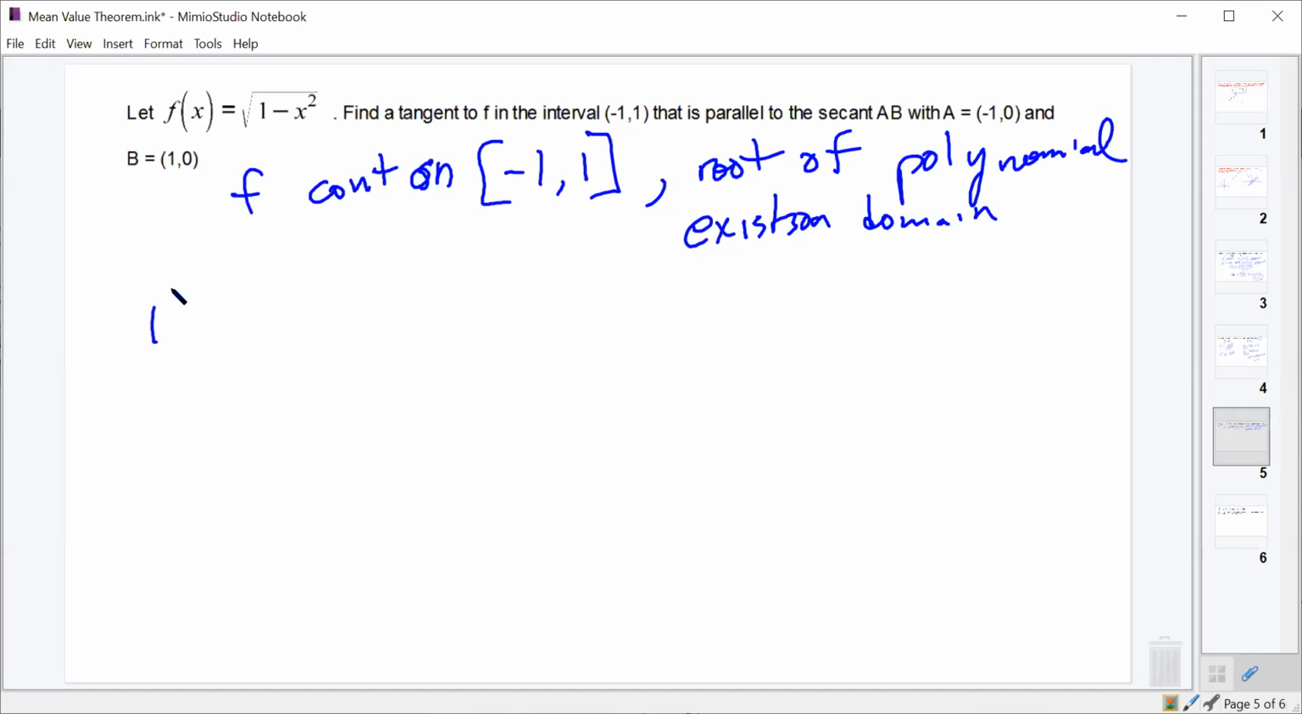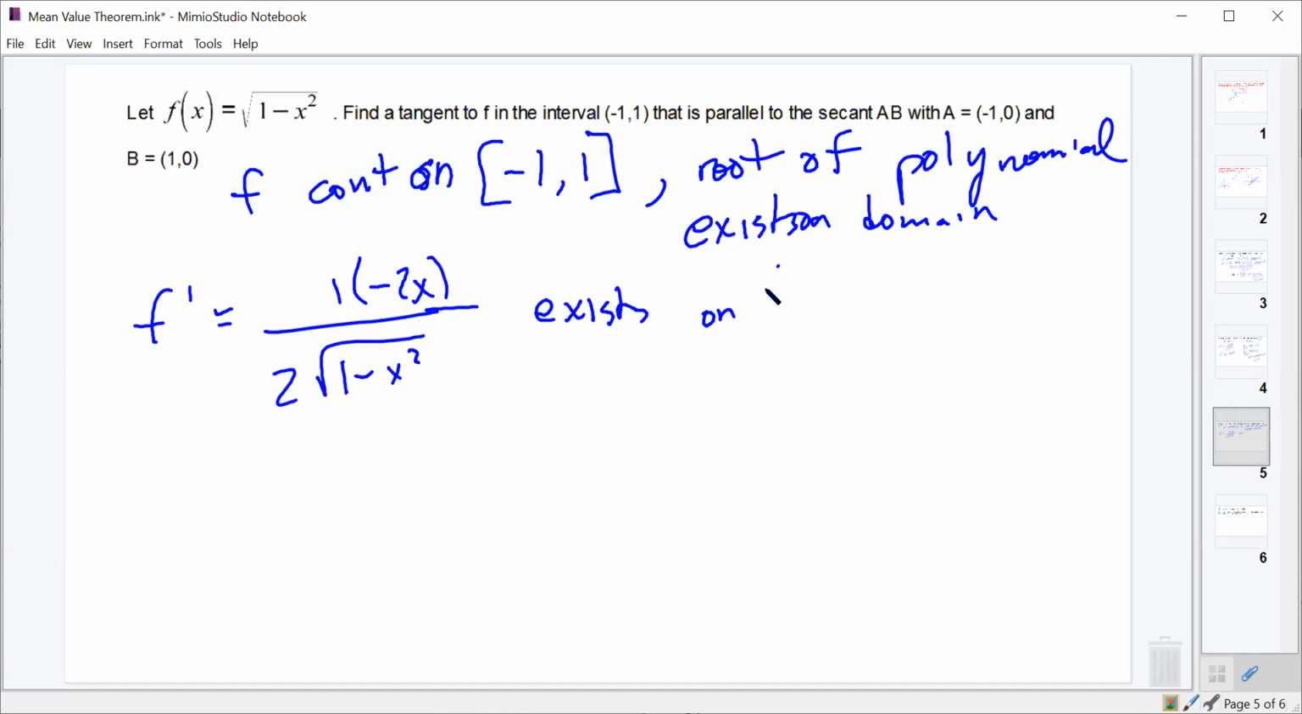What about the derivative? What's f prime? 1 over 2 root 1 minus x squared times the derivative of 1 minus x squared, which is -2x. And so this should be defined for all of the values between -1 and 1. The only places where it doesn't exist are at -1 and at +1. But other than that, it exists for all the values on the open interval. So it satisfies the hypotheses of the mean value theorem.